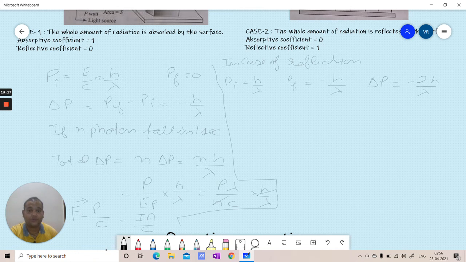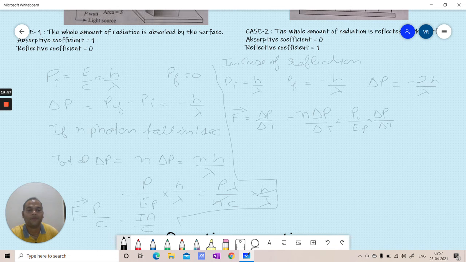And now to find out the force, which is delta P by delta T, which we will write here as minus the force, but again the force we are talking about is the force on the body, not on photons. So delta P by delta T. So delta P will be what? Number of photons into delta P of one photon upon delta T. Number of photons will be what? Power upon energy of one photon into delta P by delta T.